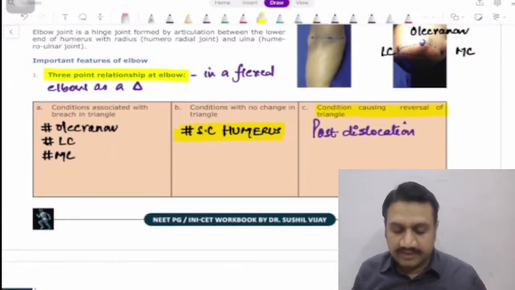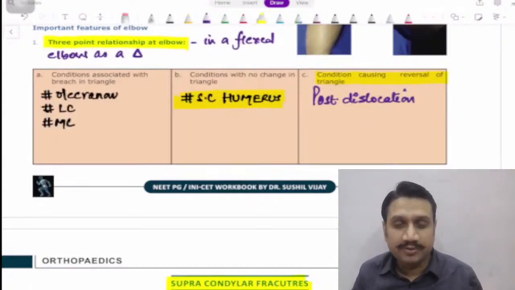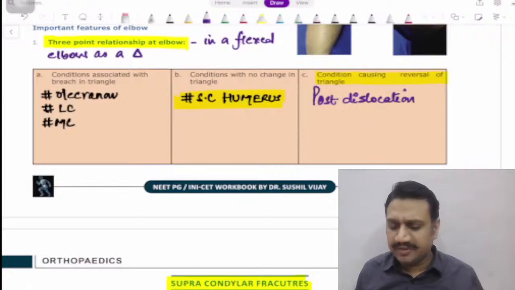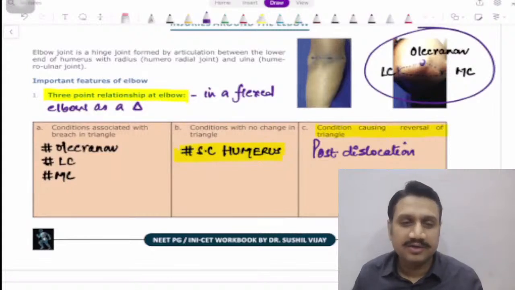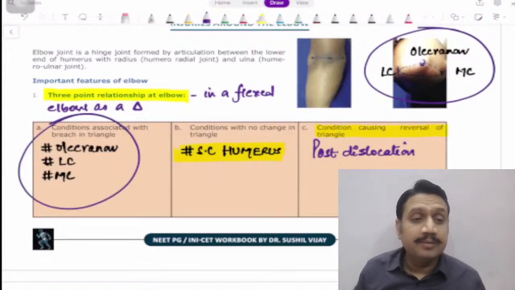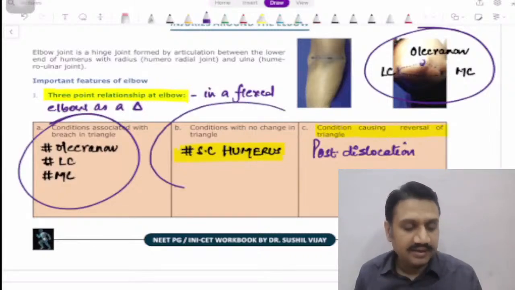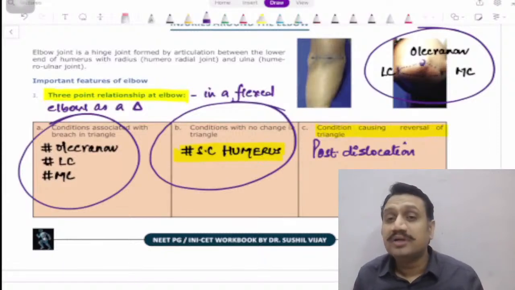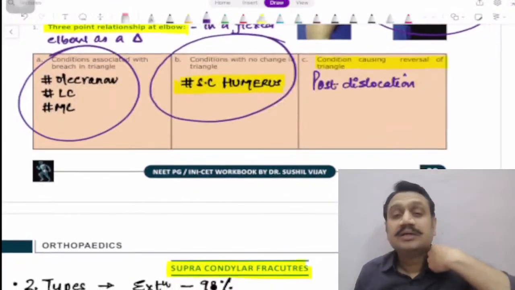Now see, they ask you this question. This has been a question in the previous year's INICET November 23 as well: what are the conditions when the triangle will be damaged, maintained, or reversed? Damaged means there are 3 points here and the 3 points are broken, so the triangle is broken: olecranon, lateral condyle, medial condyle. It will be maintained when you don't touch the triangle, that is, you stay above the triangle or stay below the triangle. That is supracondylar humerus. And it is reversed in posterior dislocation of the elbow.